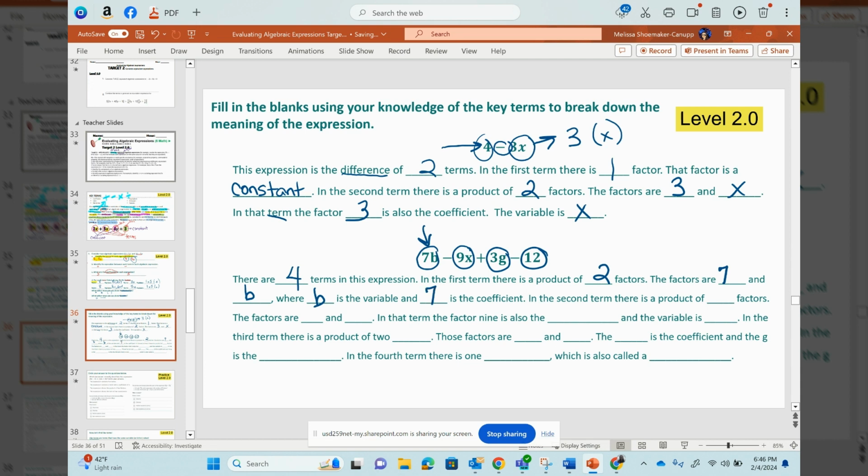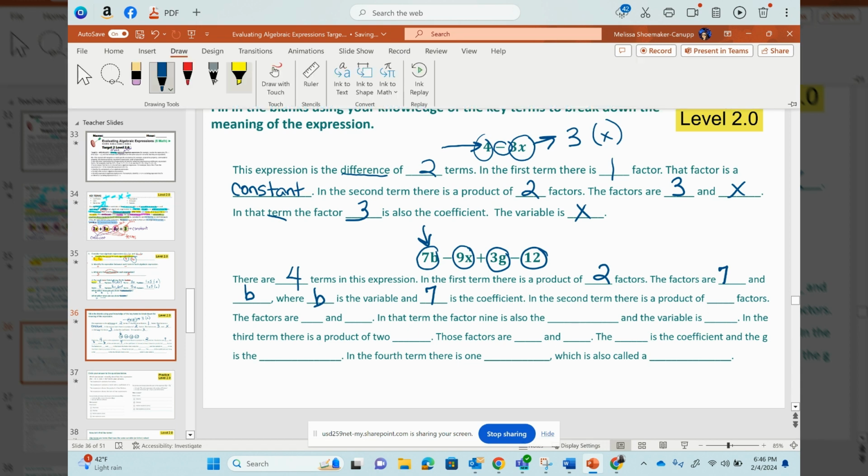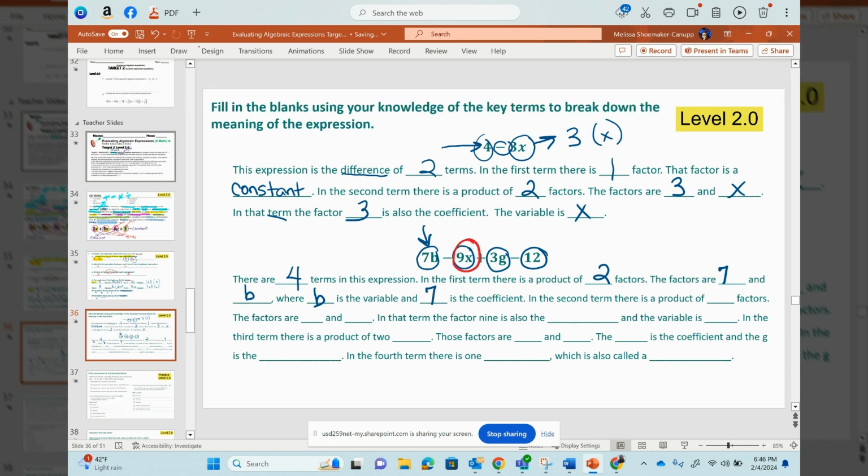In the second term, I'm going to switch colors so you can see this. The second term has a product of 2 factors as well. The factors are 9 and x. In that term, the factor 9 is also the coefficient. We're learning how to use all of these vocabulary words. And the variable is x. I want you to do the third and fourth terms by yourself. Pause the video. I'm going to go ahead and keep going.